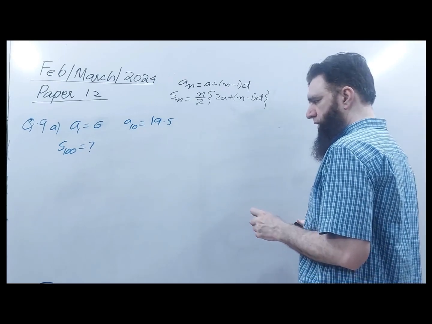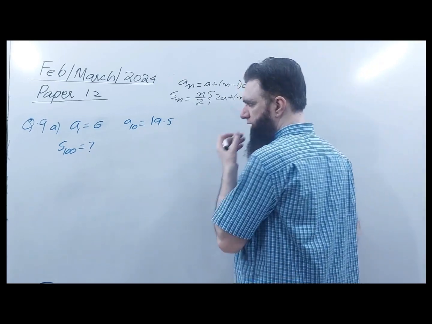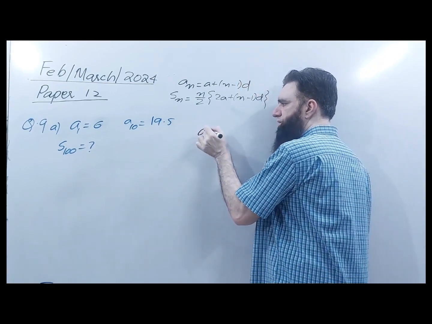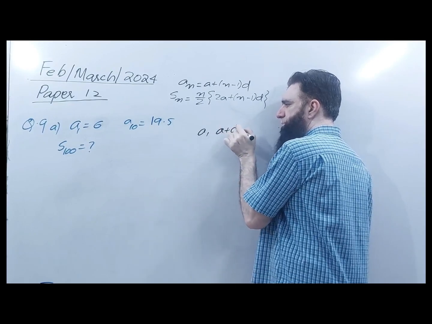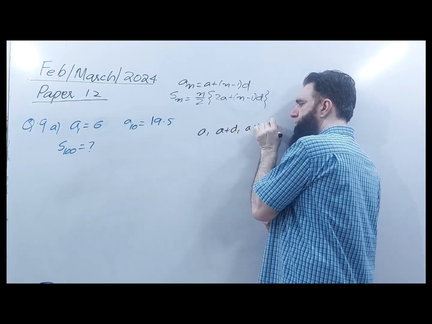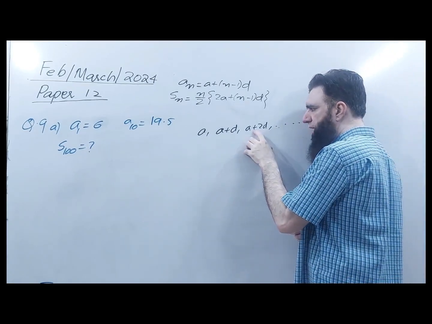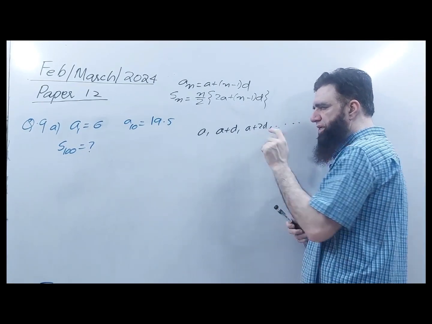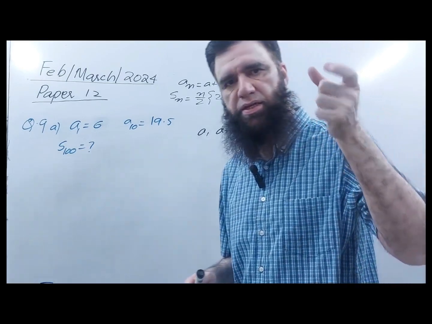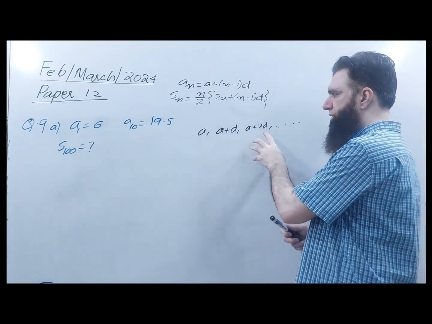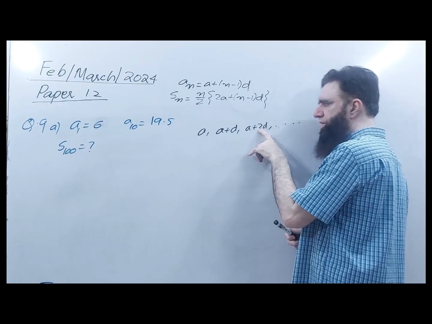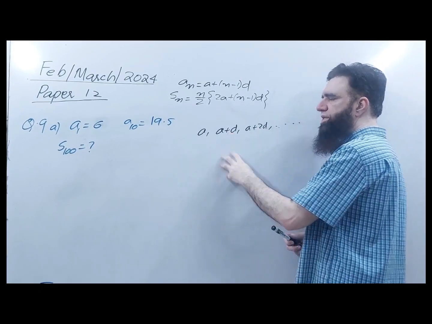You know, the general term of an arithmetic progression is such that the first term is a, the second term is a plus d, and the third term is a plus 2d, and the pattern goes on. You can see in this pattern, the coefficient of d is always 1 less than the number of the term. This is the third term, and the coefficient of d is 2.